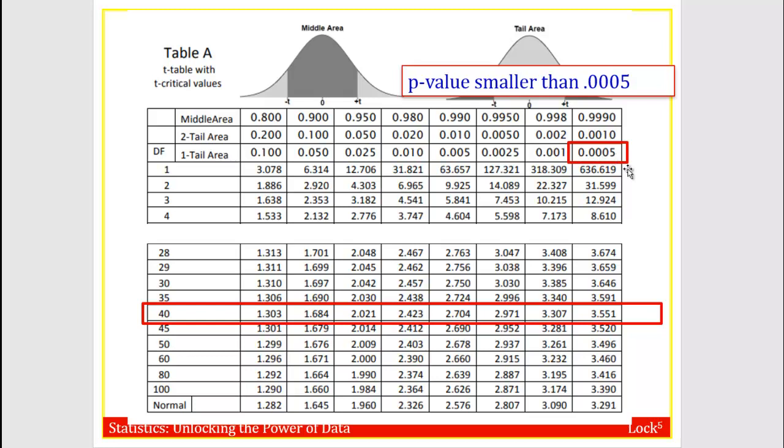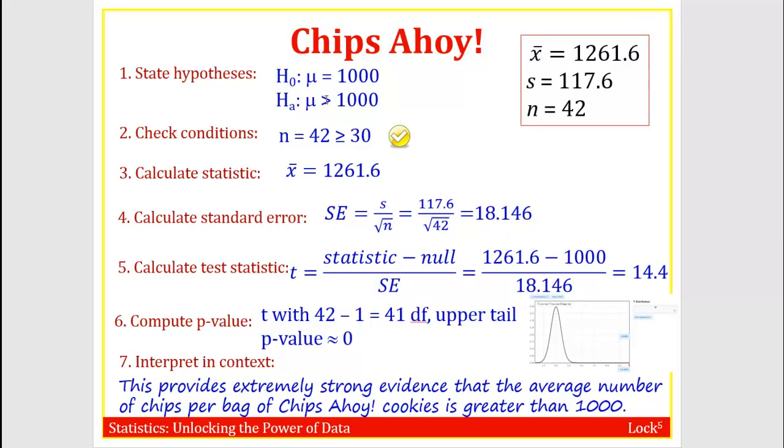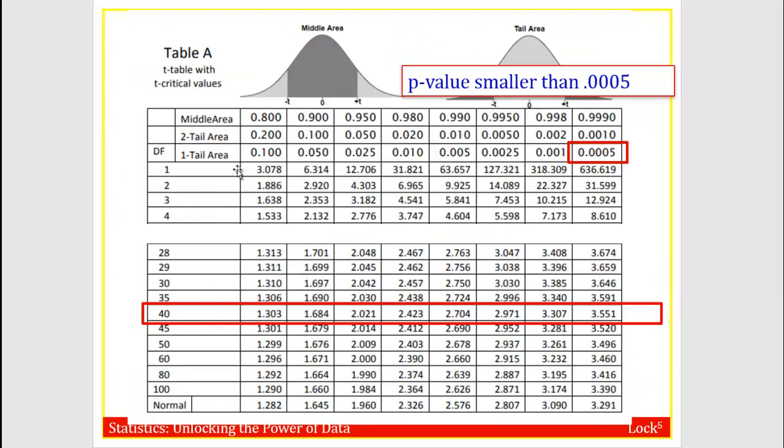How did I know I had a one-tailed test? Back to the alternative hypothesis, where we had a greater than. If it's greater than or less than, it's a one-tailed test. And if it's not equal to, it's a two-tailed test. So here in Table A, we would just choose the appropriate row to match up with our alternative hypothesis. One tail for a one-sided test and two tail for a two-sided test.